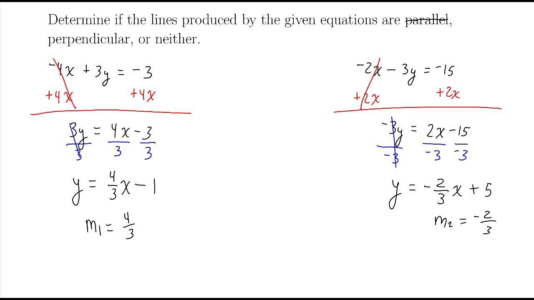They're not parallel because they're not the same. They are not perpendicular because although we do have opposite signs, a positive and a negative, they are not reciprocals of each other. 4/3 is not the reciprocal of 2/3. So therefore this would be neither parallel nor perpendicular.